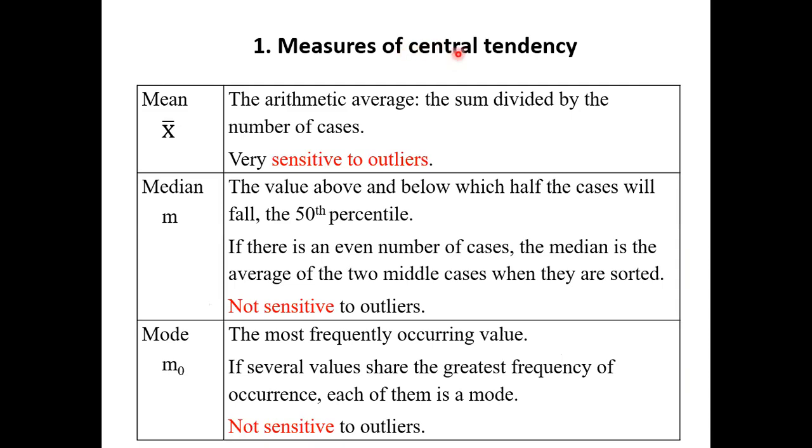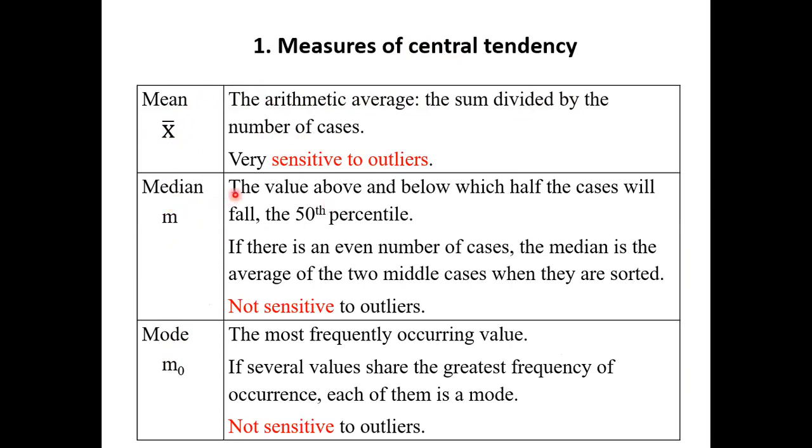Central tendency. Mean, symbol X bar. Median, symbol M. We won't talk about mode. So what's mean? Arithmetic average. Add all the numbers and divide by the number of cases. It's quite sensitive to outliers. We'll see an example afterwards.